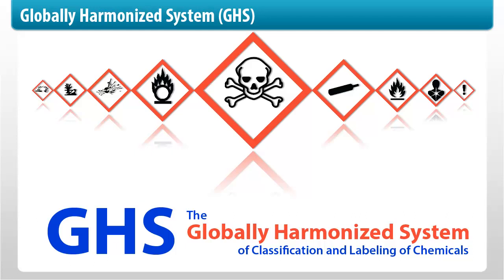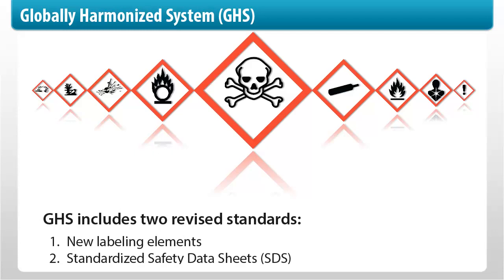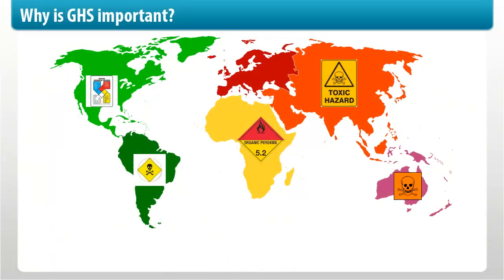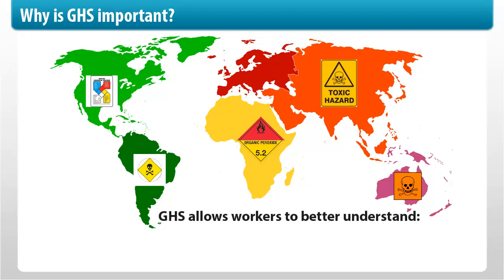Two significant changes contained in the revised standard require the use of new labeling elements and a standardized format for safety data sheets, formerly known as Material Safety Data Sheets, or MSDS. We will take a closer look at those changes in this training session. Currently, every country has a different system for communicating chemical hazard information, with little or no consistency between the systems. Without global standards, different regions of the world use different symbols to communicate that a substance is hazardous.